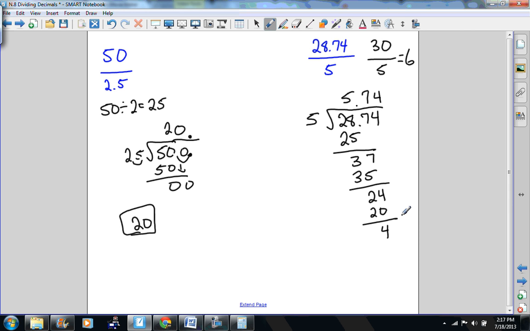We have a remainder. In this situation, since we're working with decimals, we're going to add on a 0. And we're going to take that 0 and drag it down. So that becomes 40. And then we're going to extend our radical here. That can go in 8 times. So our answer is 5.748, which is very close to 6, which was our estimation. Okay?